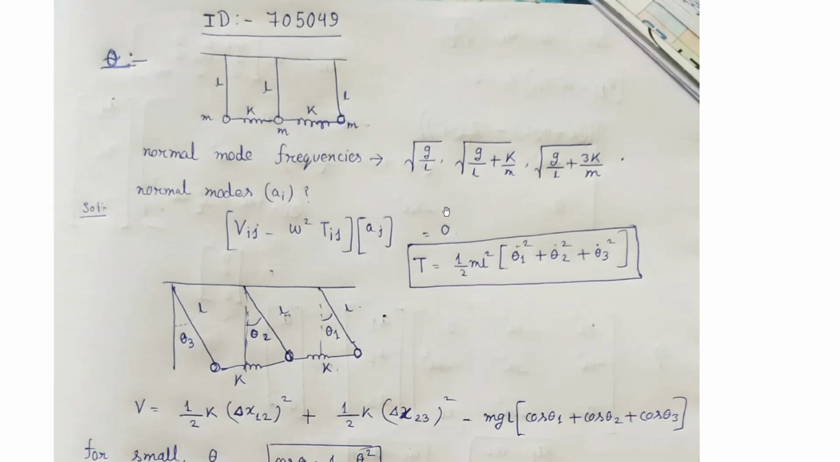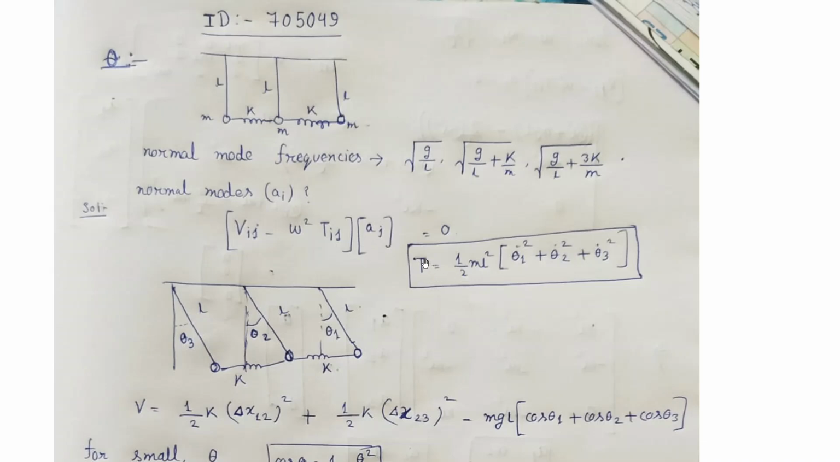So there are three kinds of displacements, A1, A2, and A3. This is the equation to find the normal modes, that is Vij minus omega squared Tij. This is a matrix, and Aj is a column matrix. The product of these two matrices should be equal to the null matrix, and this Aj will give you the normal modes. Okay, so this is actually a straightforward problem. If you can solve it in the exam hall, it is a doable problem in exam time also.